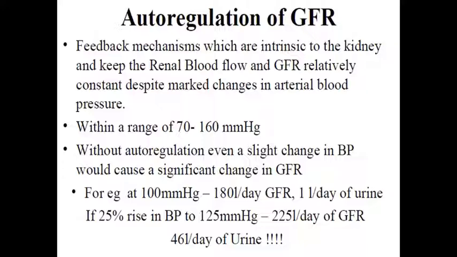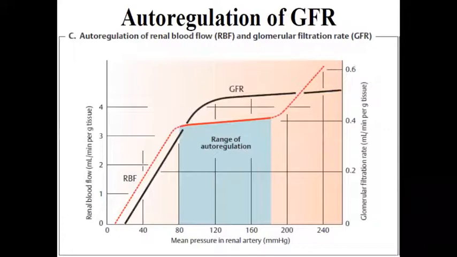So as long as the blood pressure is within 70 to 160, and certain textbooks say it can go as high as 180 millimeters of mercury, the autoregulatory mechanisms will function to maintain the renal blood flow and also the glomerular filtration rate. Without autoregulatory mechanisms, slight changes in blood pressure would cause significant changes in glomerular filtration rate. So they are very important to keep the glomerular filtration rate within the normal range. This diagram here is just summarizing the autoregulatory mechanism.